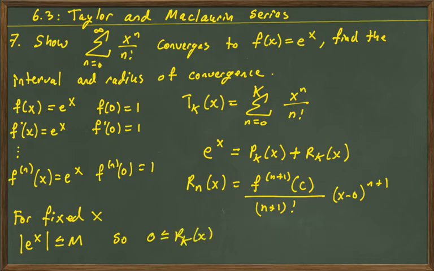And so we have 0 is less than or equal to the kth remainder in absolute value, which is less than M over n plus 1 factorial times x to the n plus 1, and that's going to converge to 0 as n goes to infinity. M is a constant, x is fixed, so it's a constant, and n plus 1 factorial is going to explode to infinity, so this limit is going to be 0. And so if our remainder goes to 0, then that means that the Taylor series converges to e to the x here. So e to the x is equal to the sum n equals 0 to infinity of x to the n over n factorial.